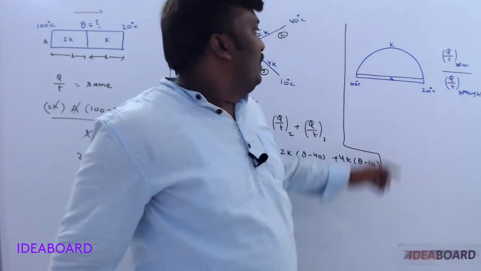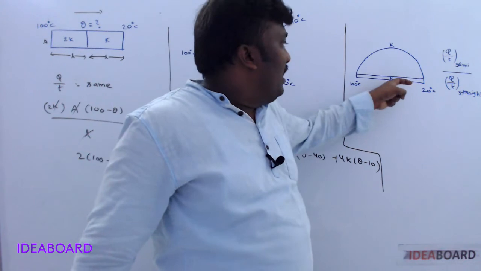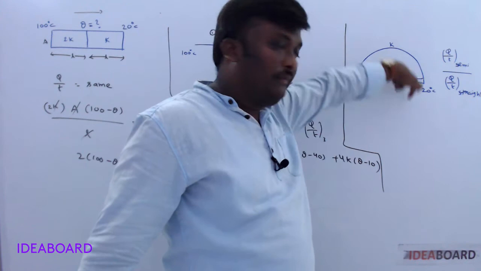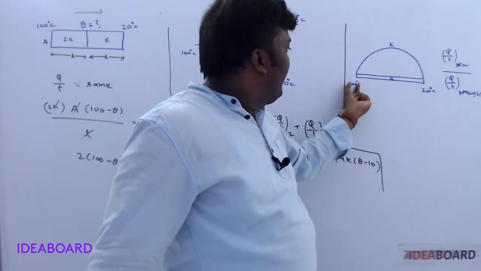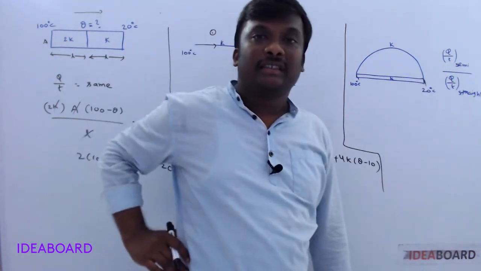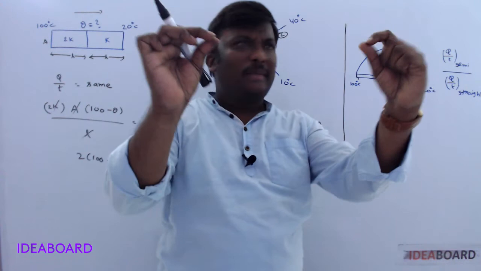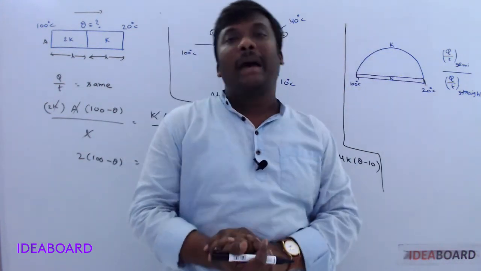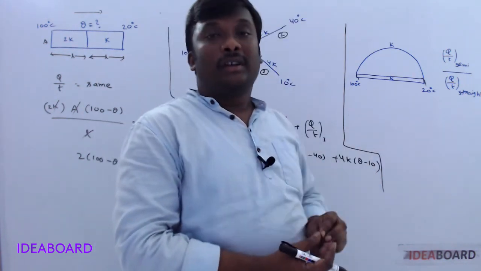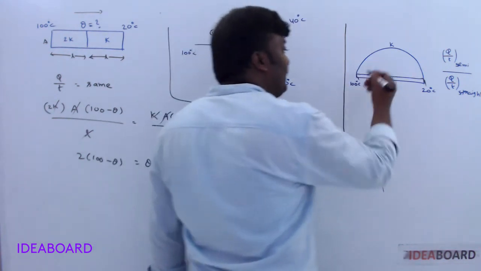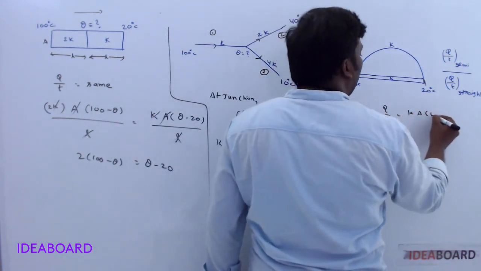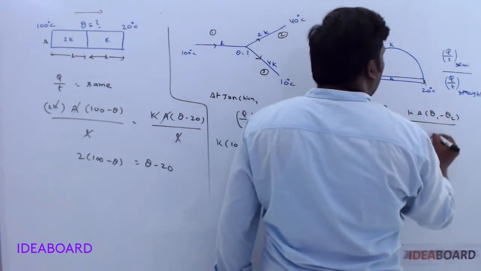Here he was asking: one straight rod, another rod bent in the form of a semicircle. Here the temperature is 100 degrees Celsius at one junction, and at the other junction the temperature is maintained at 20 degrees Celsius. Two ends maintained at the same temperatures means this is a parallel combination. In a parallel combination, the temperature difference remains the same. Whenever the temperature difference remains the same, the formula for Q by T is K A (theta 1 minus theta 2) by L.